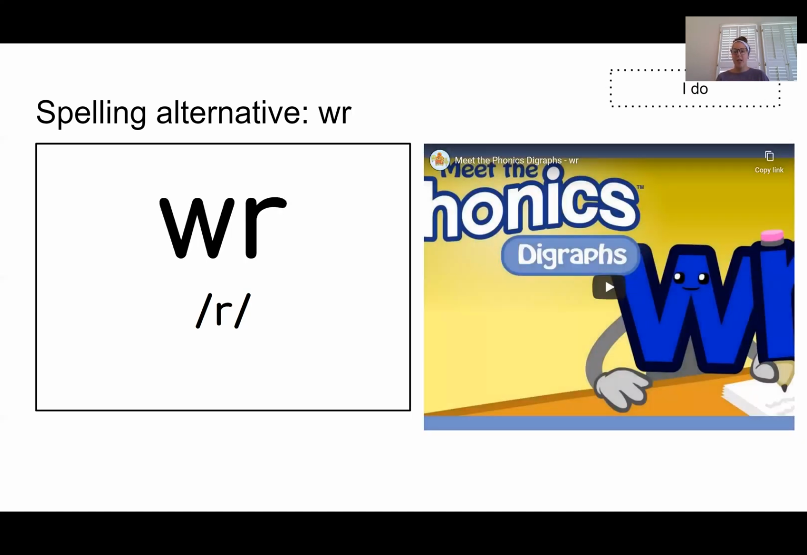We're ready for sound number 2. Sound number 2 is very similar to KN. It is 2 letters going together to make one sound. WR says R, R. Now, let's watch a video that has WR in it. First time through, you listen at a voice level 0. Second time, we watch it together.